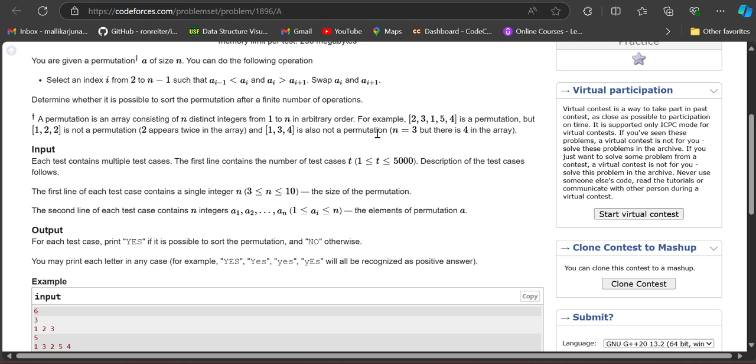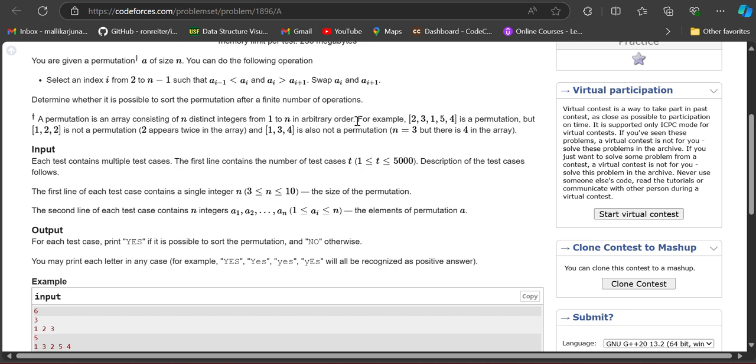So he called that this is a permutation, but 1 2 2 is not a permutation, and 1 3 4 is also not a permutation. Why? In 1 2 2, the 2 appears twice, so definitely it's not a permutation. If the same number appears twice, it's not a permutation. And 1 3 4 is not a permutation because the length is 3, but there is a 4 in the array.